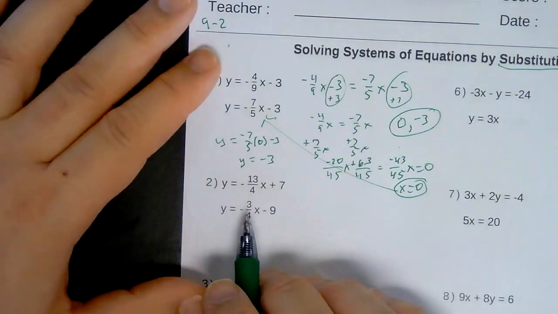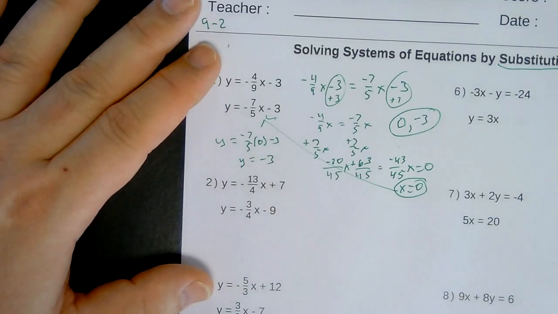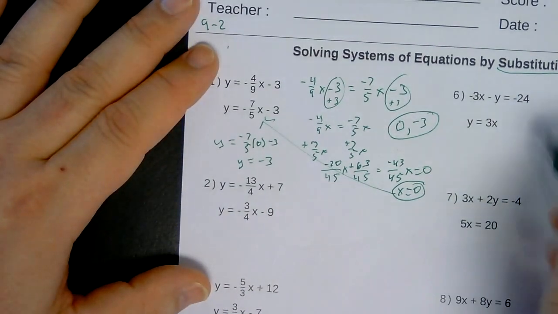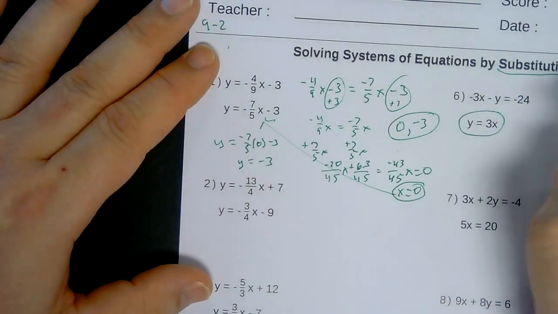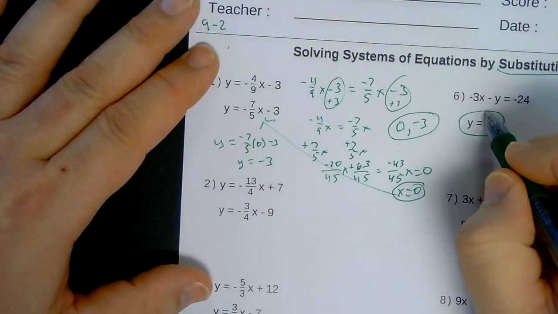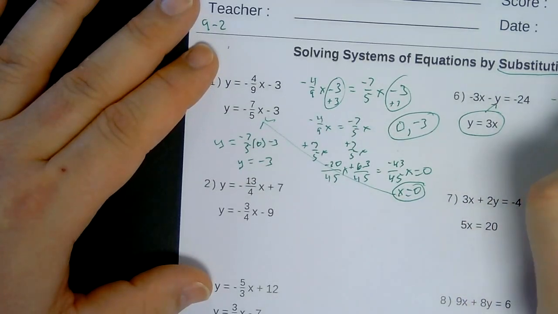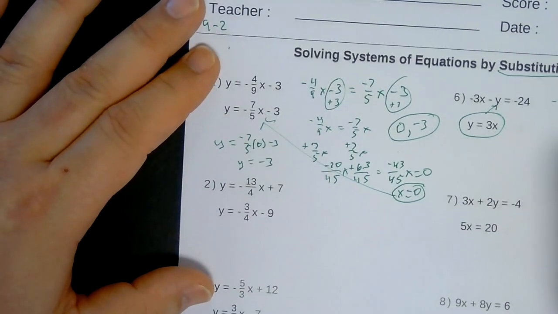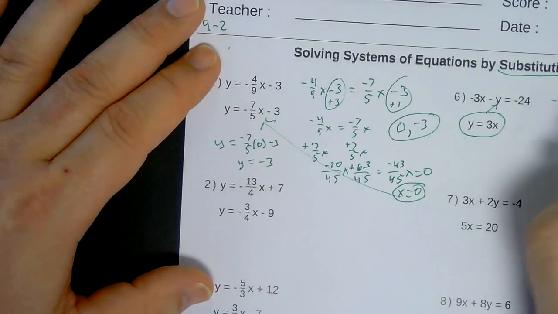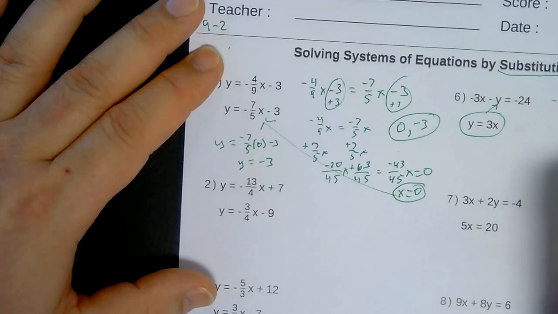Okay, number 2. Same type of setup. Actually, let me jump over here because I just want to get some more room. Let me go here and do number 6. y equals 3x. So wherever I see a y, I'm going to substitute right there. So I'm going to have negative 3x minus another 3x equals negative 24. If I do my work here, negative 6x is equal to negative 24. Then divide both sides by negative 6.